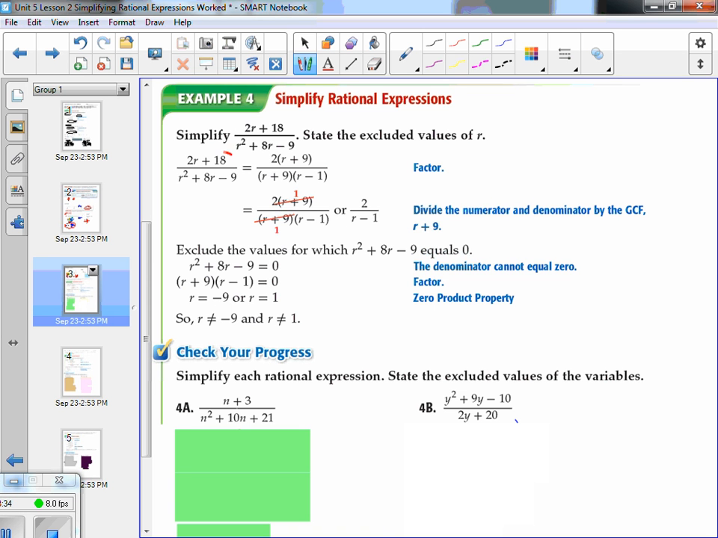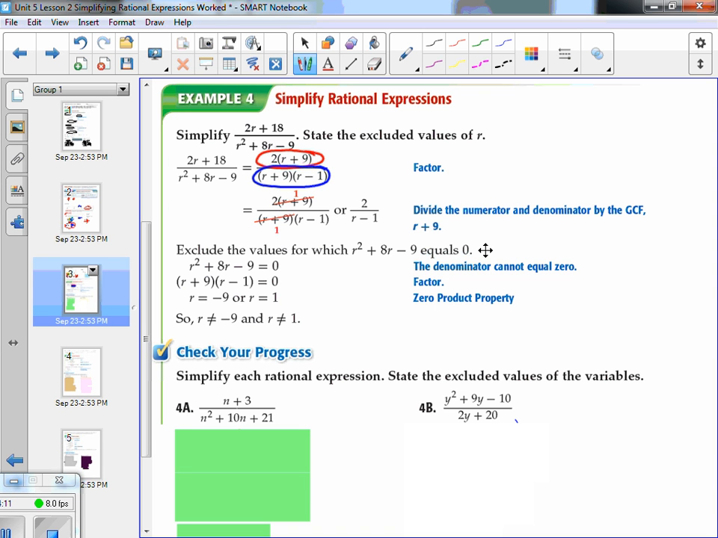2r plus 18 has a greatest common factor of 2. So you turn that into 2 times r plus 9. And then r squared plus 8r minus 9, we're looking for factors of negative 9 that have a sum of 8. And that would be a positive 9 and a negative 1. And then look how cool this is. And let's face it, they're making up problems so that this happens.